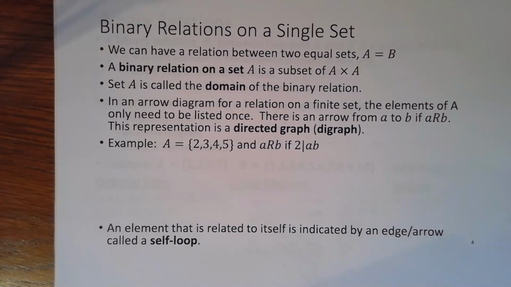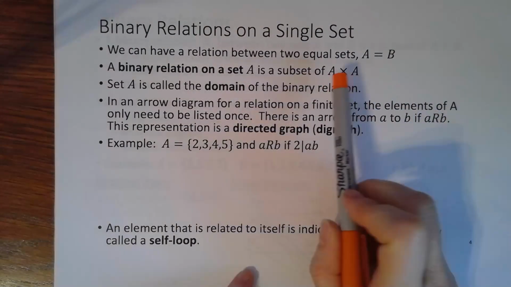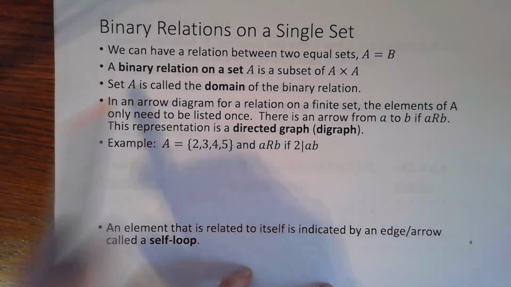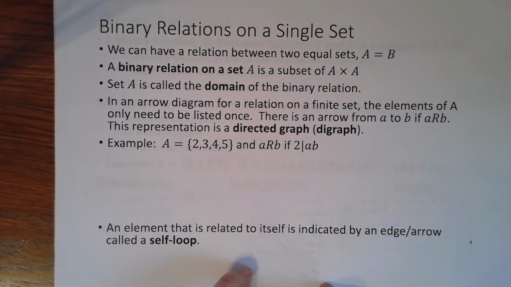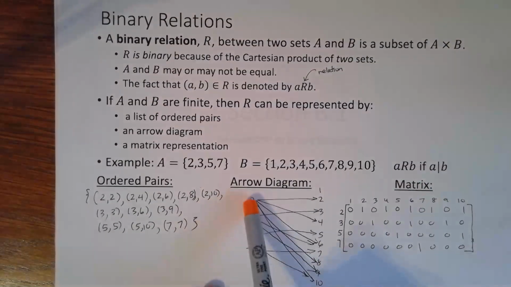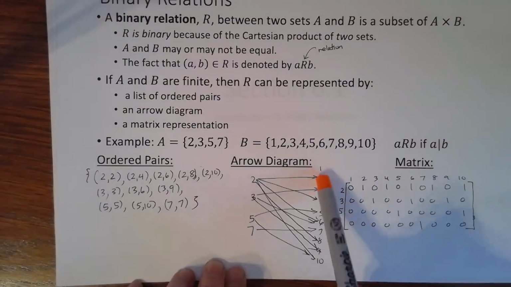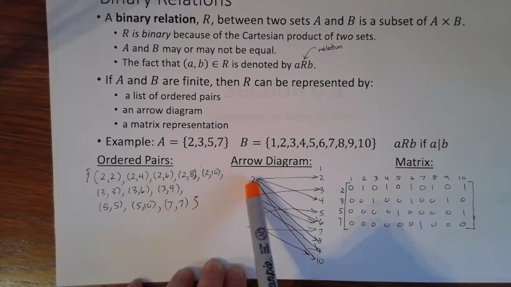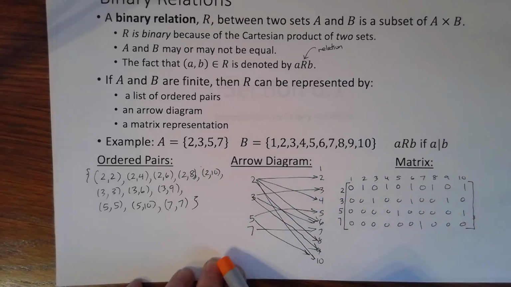So a binary relation on a set A is going to be a subset of a single set A crossed with itself. And then that set A is just called the domain of the binary relation. In an arrow diagram on a single set, it doesn't make sense to list the elements twice, as we normally would when we take all the elements in the first set and all the elements in the second set and draw arrows between them. If these are the same thing, there's really no need to list them twice.